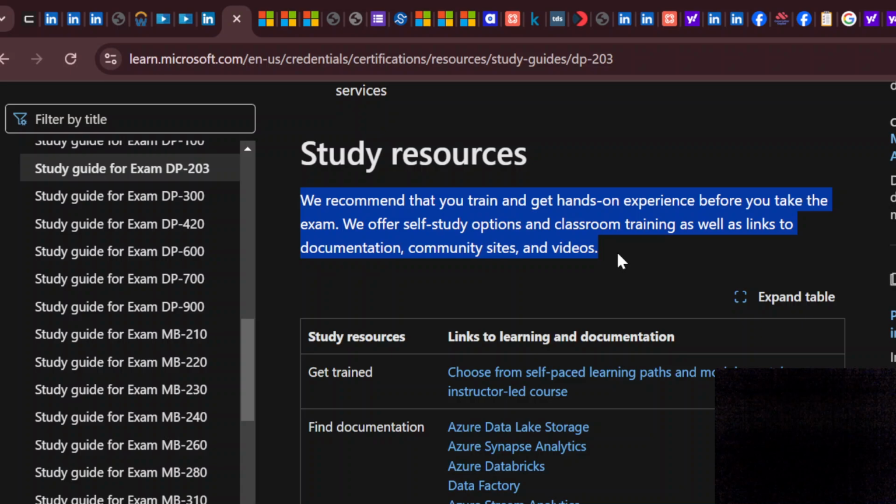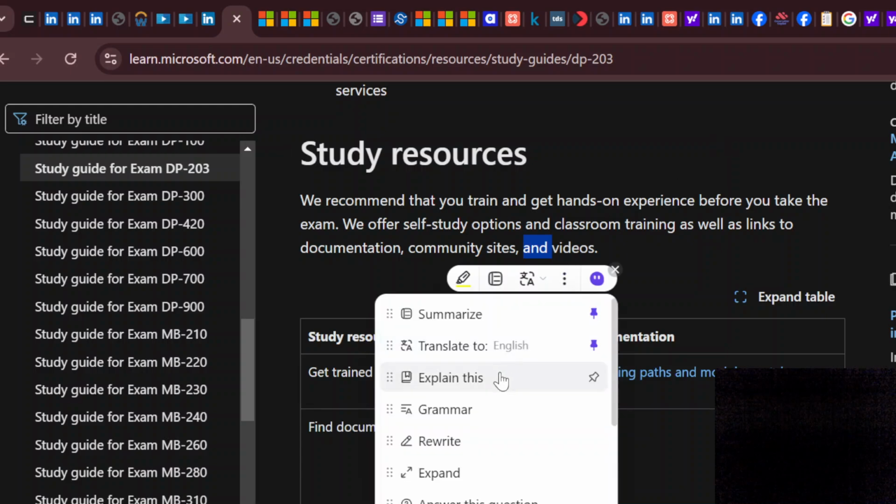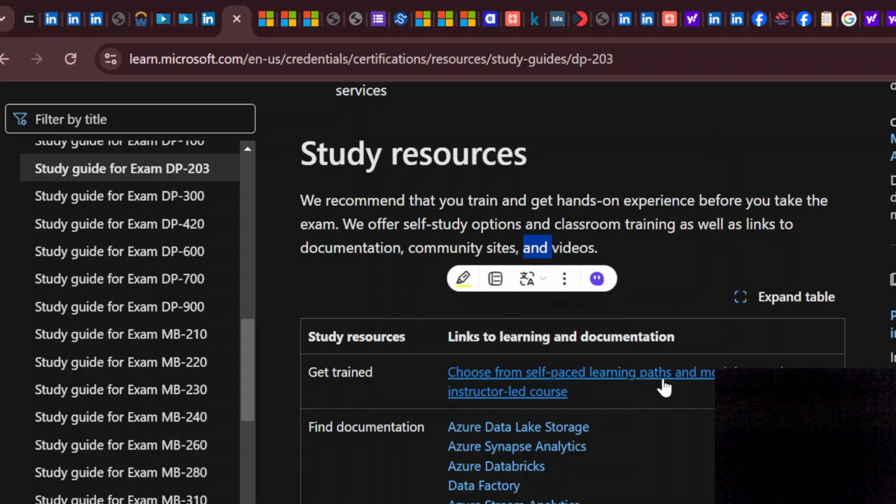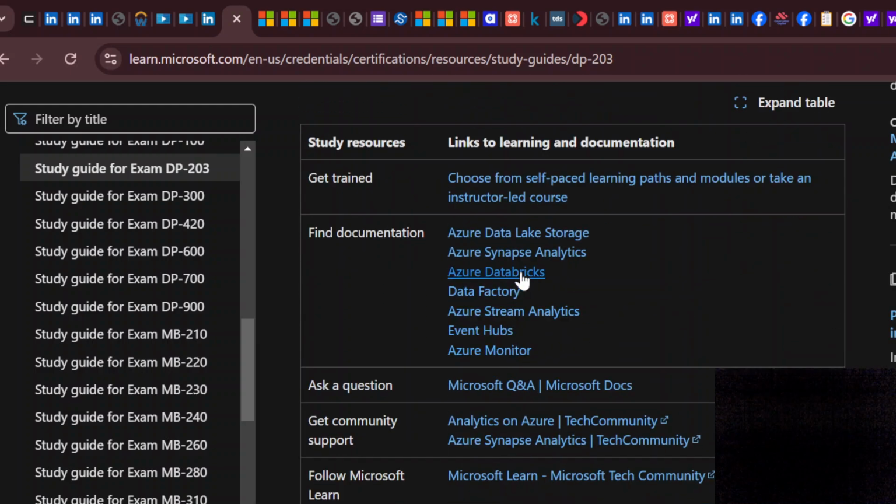Study resources. We recommend that you train and get hands-on experience before you take the exam. That's why they say you need to get hands-on experience, offered as self-study and classroom. Okay, get trained. So choose from self-paced. So this is good. Find documentation. I would say get trained from a practical perspective, instructor led, but you can read anything offline. So asking a question, these are all fine.